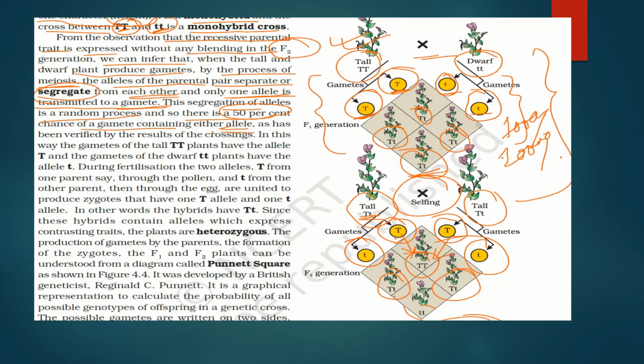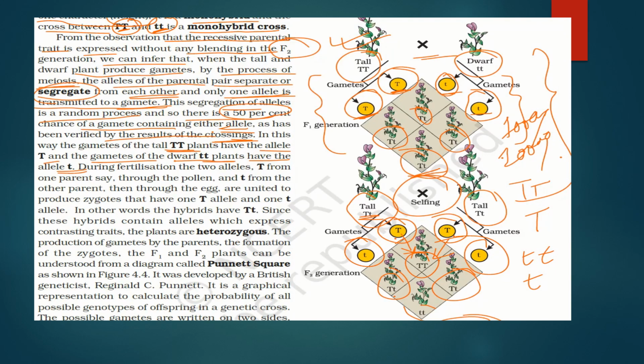allele. And it has been verified by the results of the crossing that in this way, the pure tall plants have the allele T and the gametes of the dwarf plant tt have the allele t. So is it clear? If it is TT, they have the gamete T, and if it is tt, they have the gamete t.